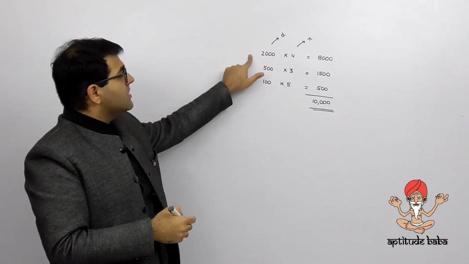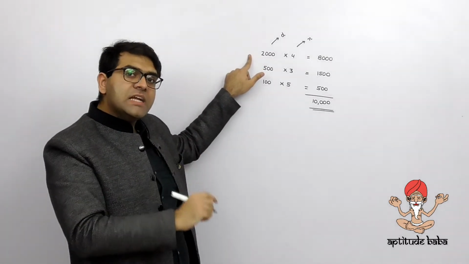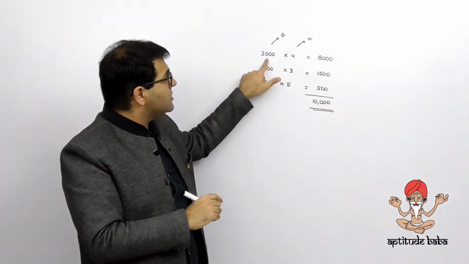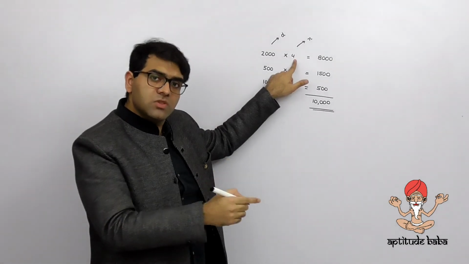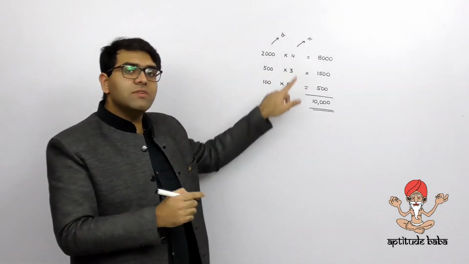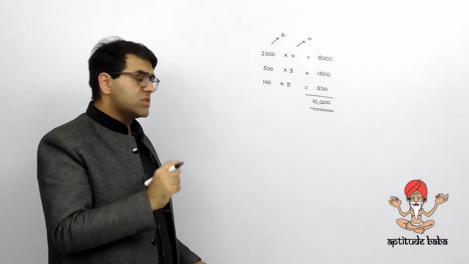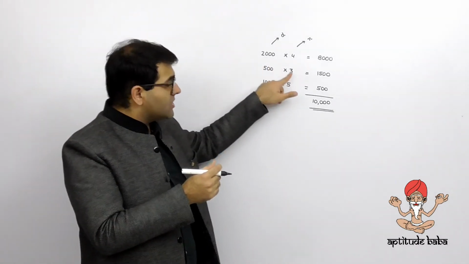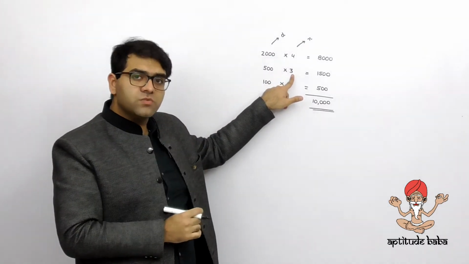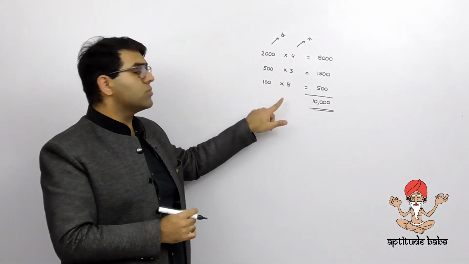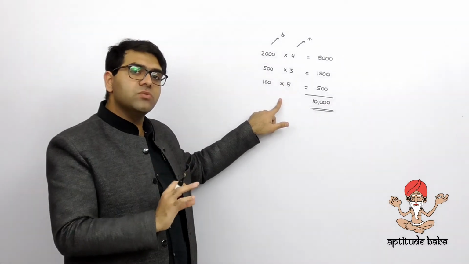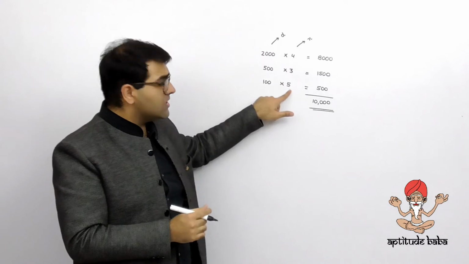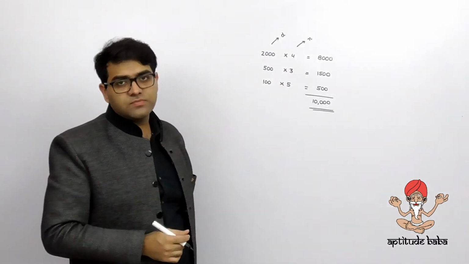So can I say the total value contained in 2000 rupee notes was the value of denomination into the total number of denominations? The total value contained in 500 rupee notes was the value of denomination, 500 rupees, into the total number of denominations, which was 3. And similarly, the total value contained in 100 rupee notes was the value of denomination, which was 100 rupees, into the number of denominations, which were 5.